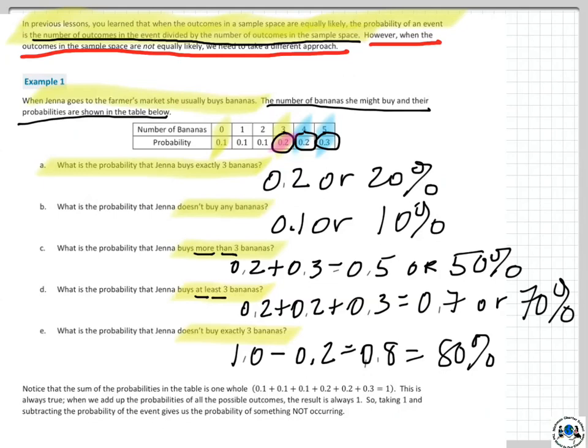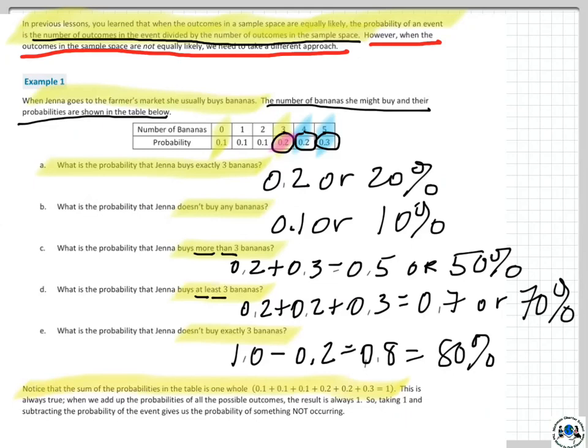And that leaves us with 0.8, or 8/10, or 80%. Okay, and you'll see down here at the bottom, they go ahead and explain that. You notice that the sum of the probabilities in the table is 1 whole. You know, in a perfect world, that is what it should be, because a certain number of things can happen, and they each have a probability assigned to them.